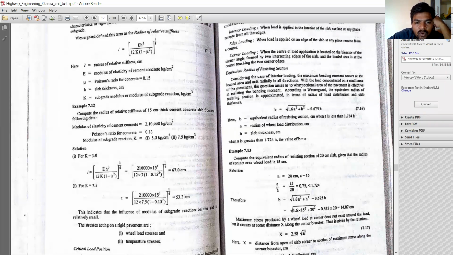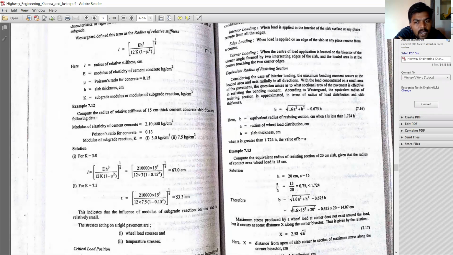As I told now, the load is concentrated on a smaller area. If it is a point load, usually the wheel loads are considered as point load because at the point of wheel movement there will be maximum load application. Hence, after load application, the loads are distributed in a circular manner, and that area can be calculated by using this formula. From this formula, what is B? The B is the equivalent radius of resisting section.